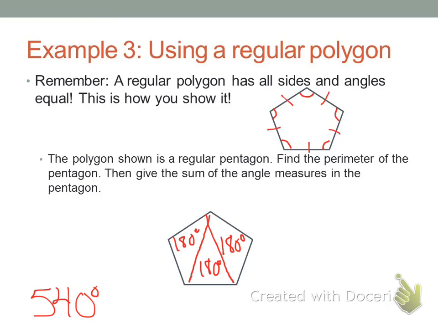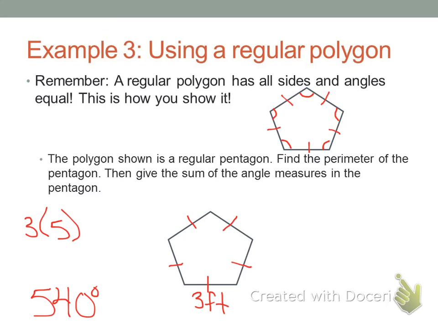Now, if it's a regular pentagon, meaning that all sides are congruent, and one of the sides is 3 feet, what is the perimeter? And make sure you can tell me how you found it. Since a pentagon has 5 sides, I can do 3 times 5 and get 15 feet. If it had 7 sides, what would I have done? 7 times 3, and I would have gotten 21 feet.